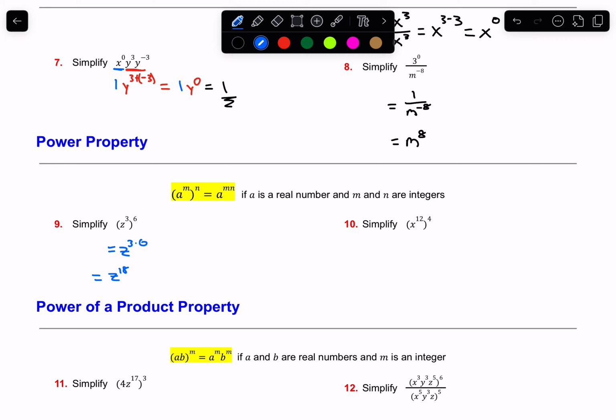For number 10, nothing different. x to the 12 to the power 4. We multiply 12 times 4 as our exponent, and we get x to the power 48.